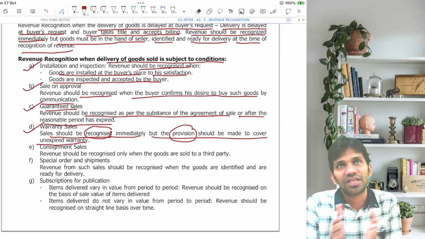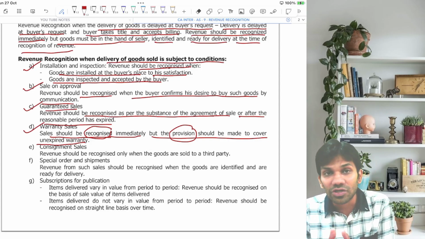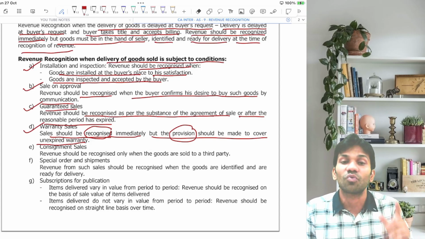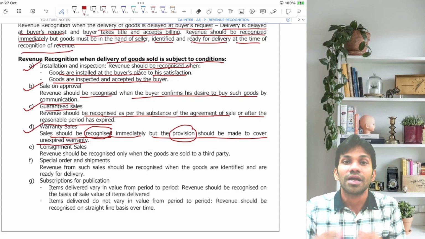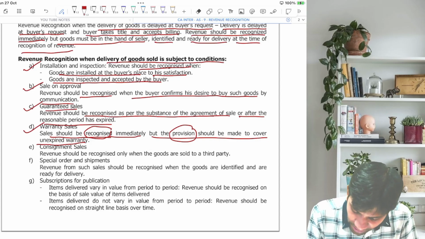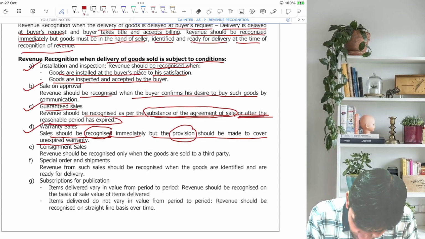Let's take the same example, sale of mobile phones. I am giving you guarantee: any damage, any display problem, any circuit problem, any software problem, take a new mobile from me, no repairs or renewals. So when should I recognize revenue in case of guarantee sales? After, let's assume, 6 months or 8 months have expired, then only I can recognize the revenue of the goods which I sold 6 or 8 months in the past. Why am I saying this? Because in such cases, the entire product needs to be replaced. So revenue should be recognized as per the substance of the agreement of sale or after the reasonable period has expired.